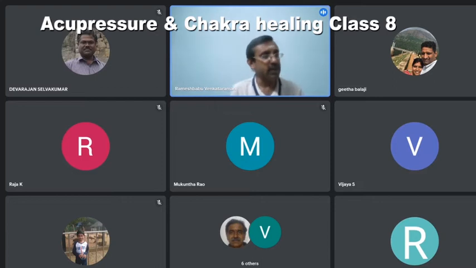So liver channel: liver 1 is the wood point, liver 2 is the fire point, liver 3 is the earth point, liver 4 is the metal point, then liver 8 is the water point. Sorry, I forgot liver 6. Liver 6 is the Xi-cleft point, and liver 8 is the water point.